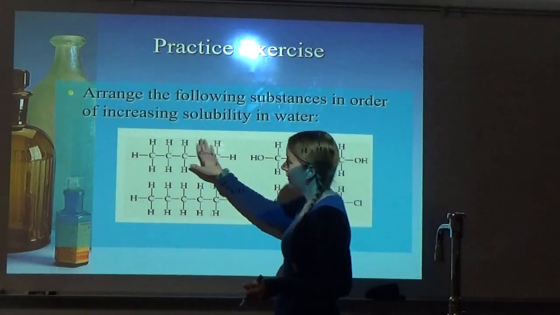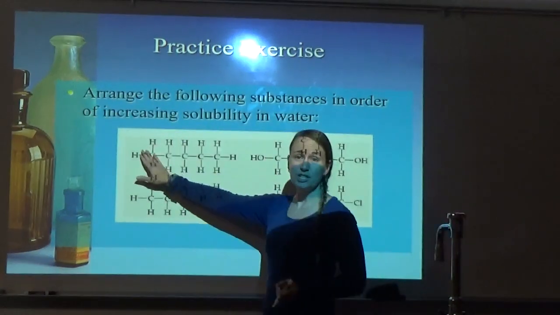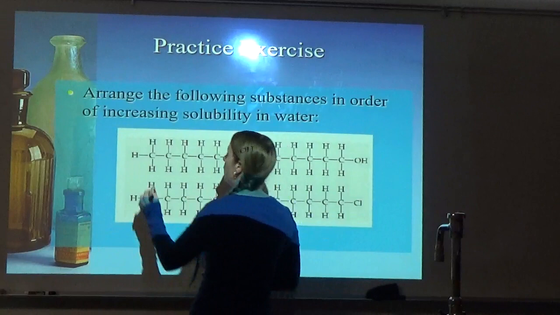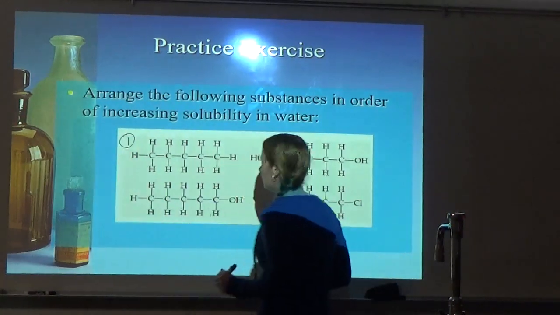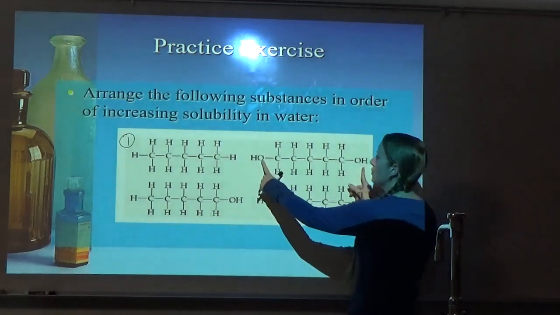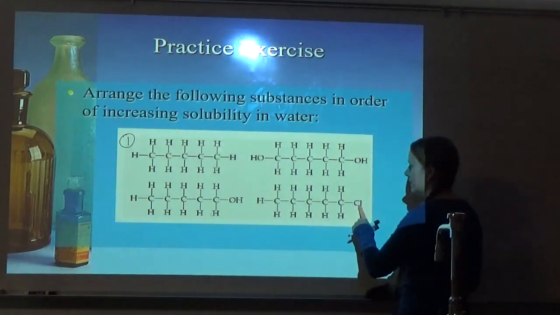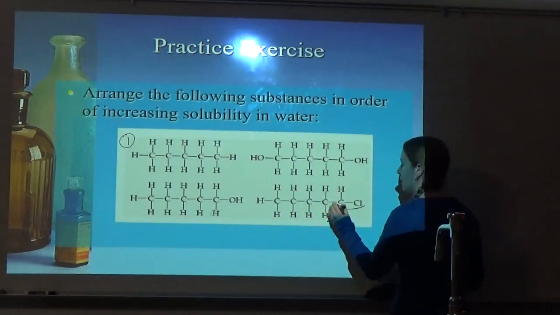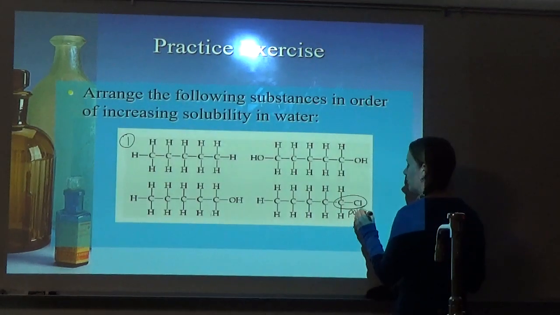Here we have a whole hydrocarbon chain, just a bunch of C's and H's. This is going to be nonpolar, so it's not interested in dissolving in water. So this is going to have a very low solubility. If you look at the difference in the other ones, we have some OH groups, and we have a Cl here. Once you add that Cl, this area right here becomes polar.